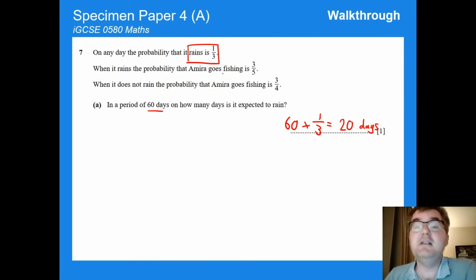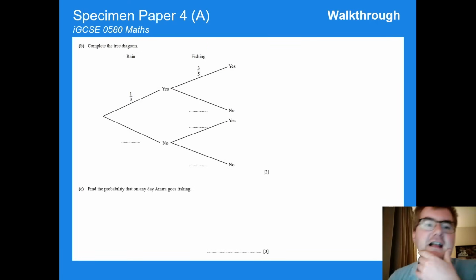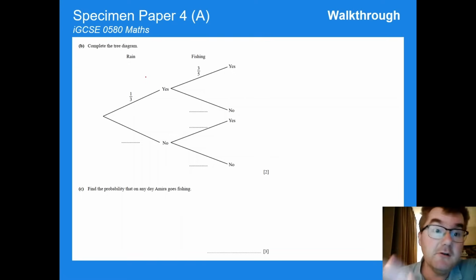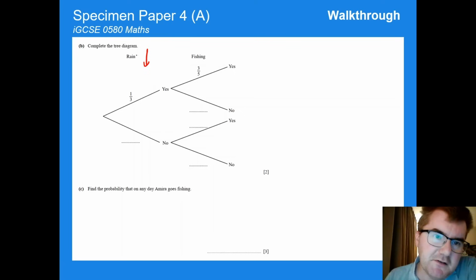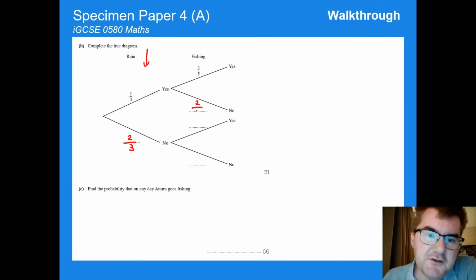Now it's quite tempting to go straight into a tree diagram, but part B actually has a tree diagram ready for us. So we need to complete the tree diagram here. One thing to realize is that the columns, so to speak, always add up to 1. So if the probability of raining is 1/3, then the probability of not raining is 2/3. And each pair here always adds up to 1. So the probability of fishing is 3/5, therefore not fishing is 2/5.